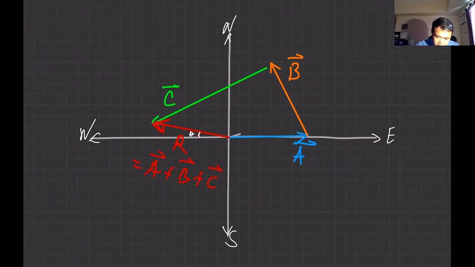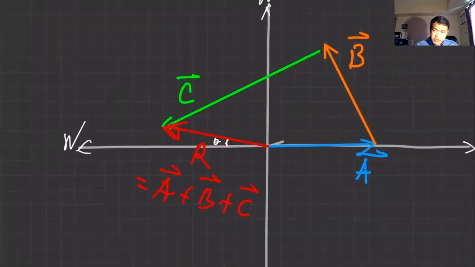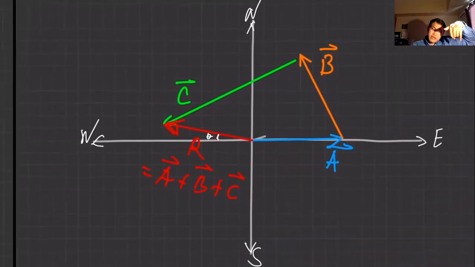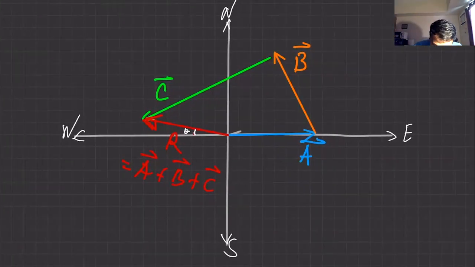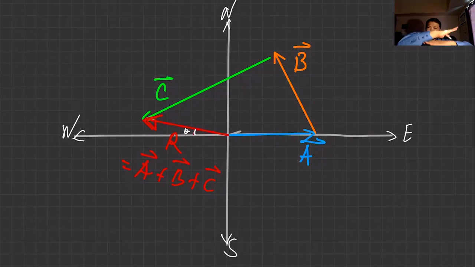Okay, how about your vector C? Vector C is downward and then to the west, so it's south of west. Your vector B is going to the north and to the west part, so it's north of west. While your vector A is just horizontal going to the east, so it's east.